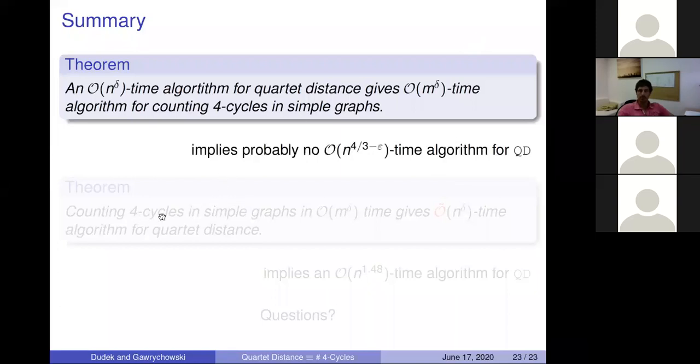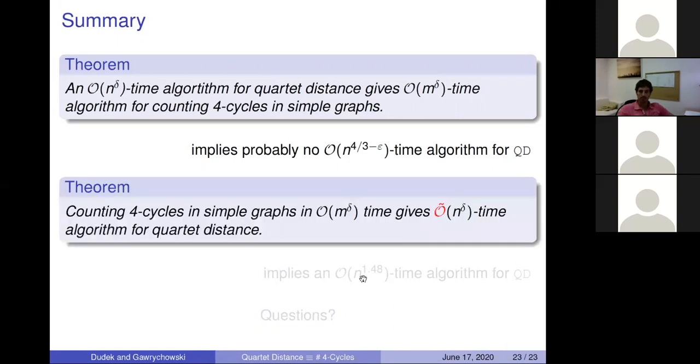In the other direction, we show that counting 4 cycles in simple graphs on m edges in m^δ time gives you an Õ(n^δ) time algorithm for computing the quartet distance. So we lose many log factors and the constant is large, but we didn't try to optimize. So when you plug in the fastest known algorithm, it works in n^1.48 time for counting 4 cycles and at the same time n^1.48 for computing the quartet distance. So this exponent comes from matrix multiplication. Okay, and if someone comes up with a faster algorithm, we'll have a faster algorithm for computing the quartet distance.